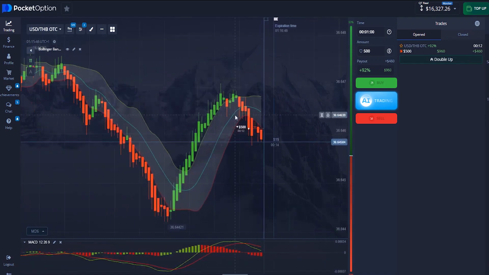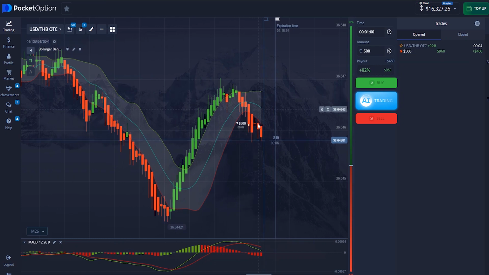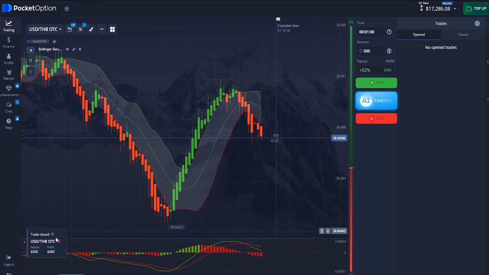Aside from that, you can also see that this is actually a resistance level right here. The market actually comes right to this particular resistance level, so we're expecting the market to push down. I hope you're getting it right. So guys, this is also another very good profit for us.